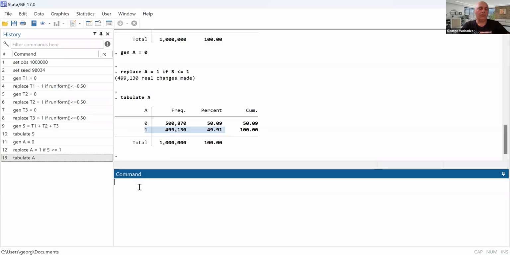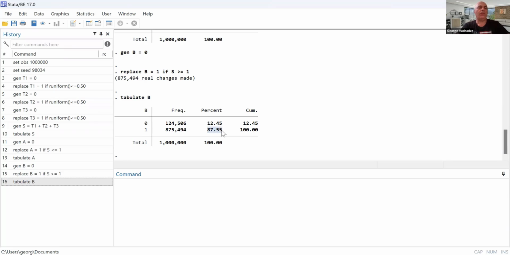Now, to calculate the probability of event B, we do the same. Event B occurs when we are getting at least one tail. So we replace B equals 1 if S is greater than or equal to 1, and we tabulate B. We get the probability of B occurring as 87.55%, because that's how many times B equals 1 occurred.